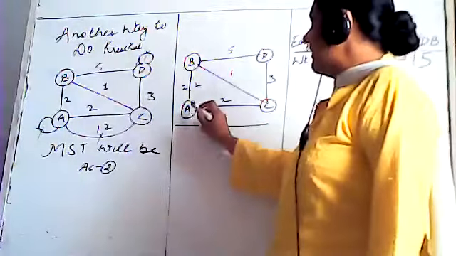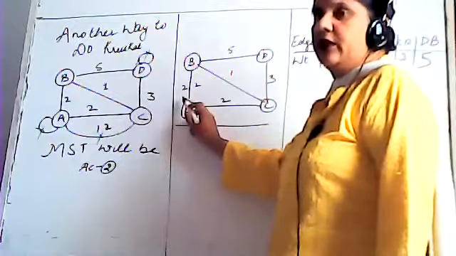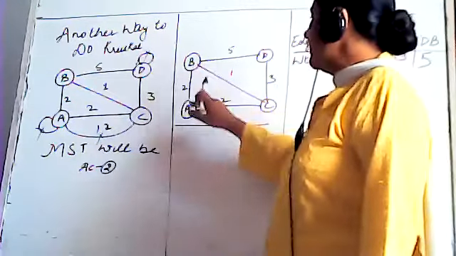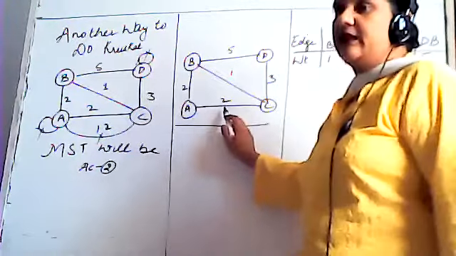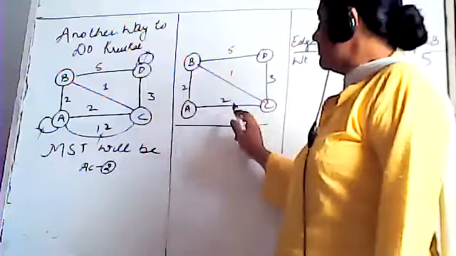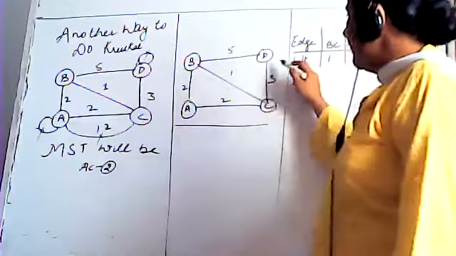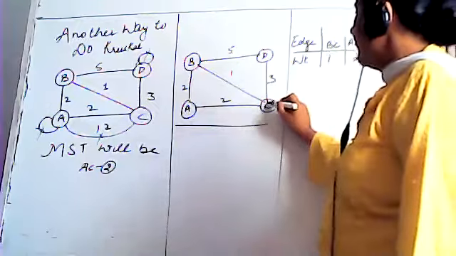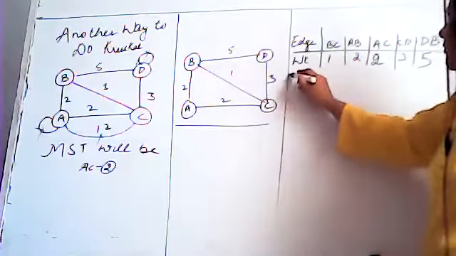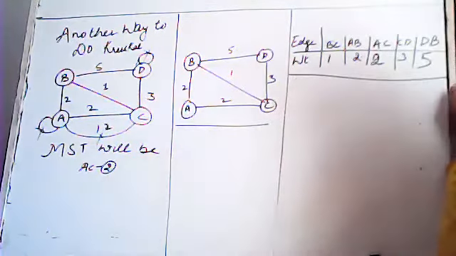We have vertices A and B, and the weight is 2. From A to C, the edge weight is 2, and B to C it is having 1, and B to D it is having 5, and C to D it is having 3. Now see, we'll form this tabulation chart if we are to draw the minimum spanning tree.